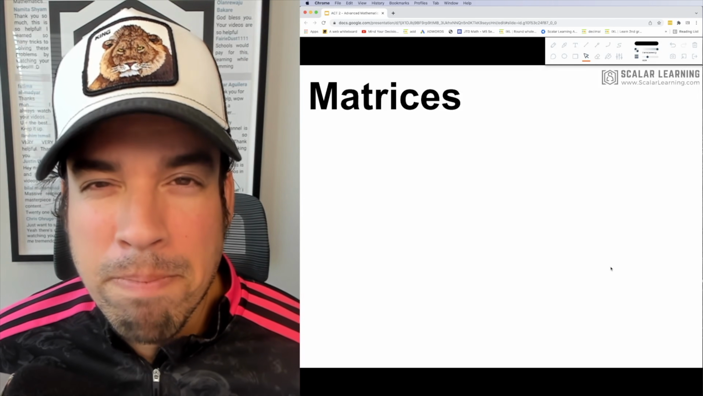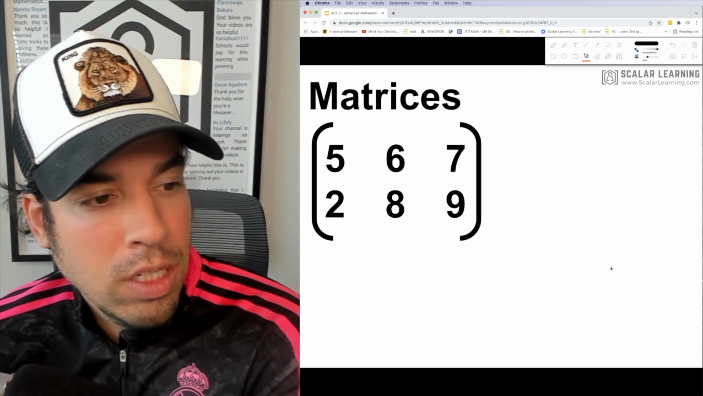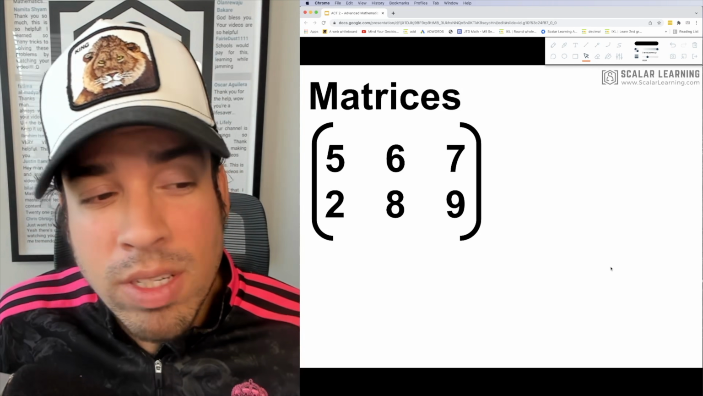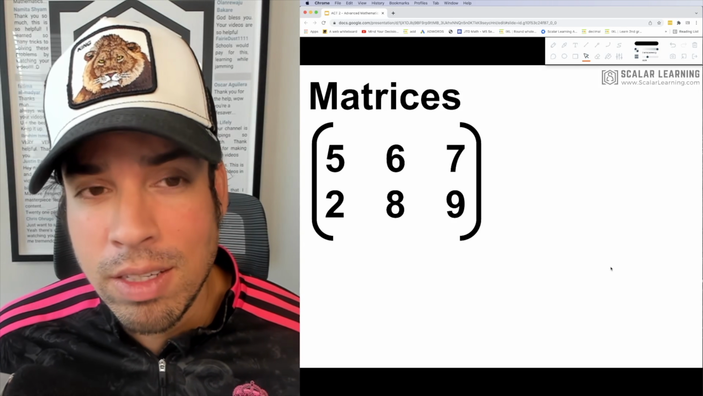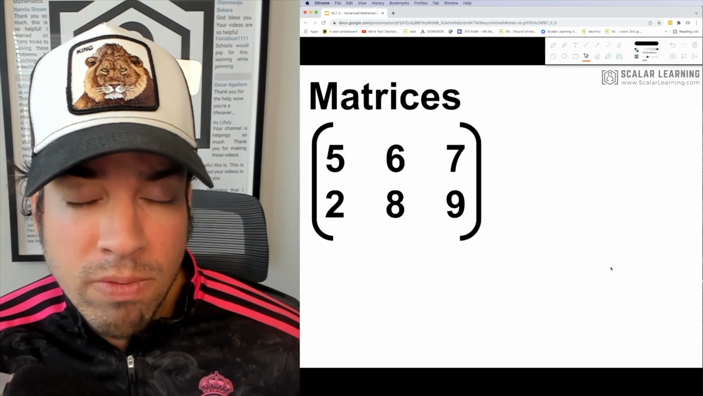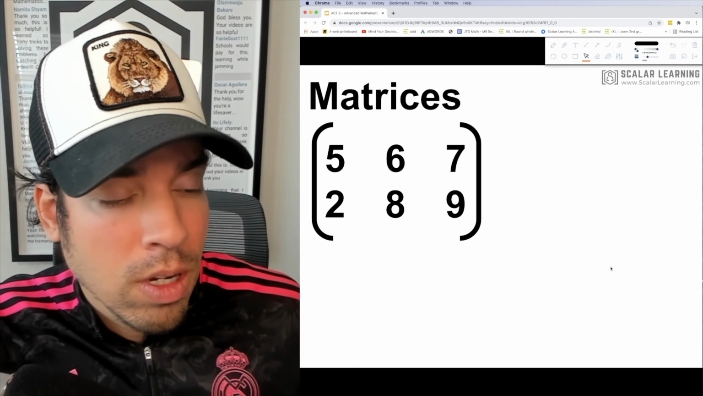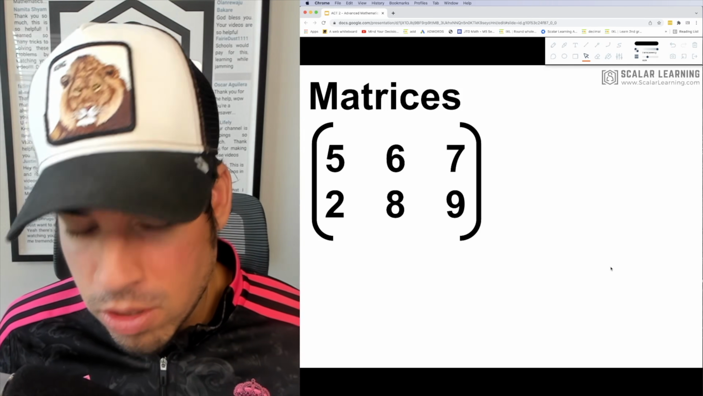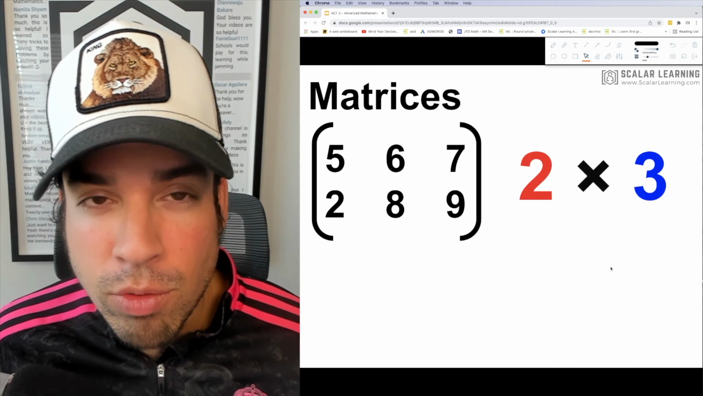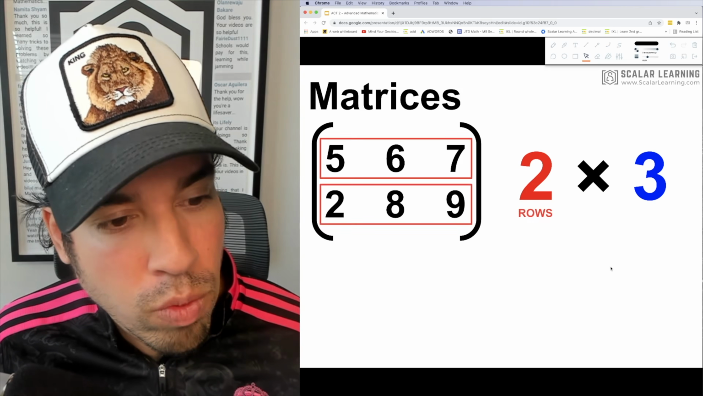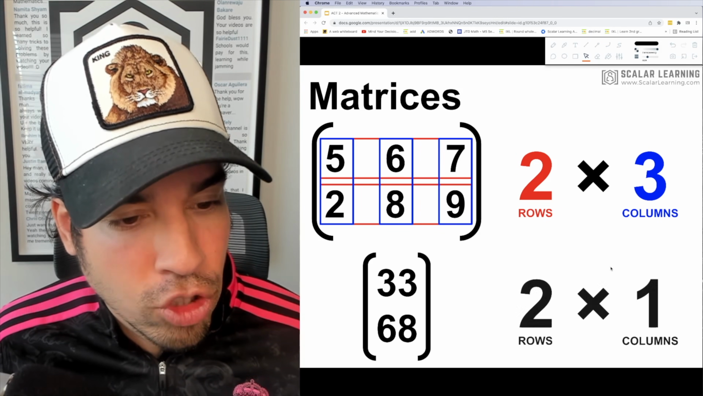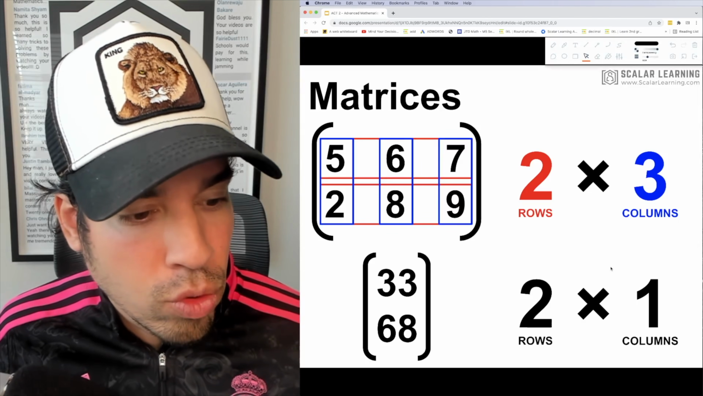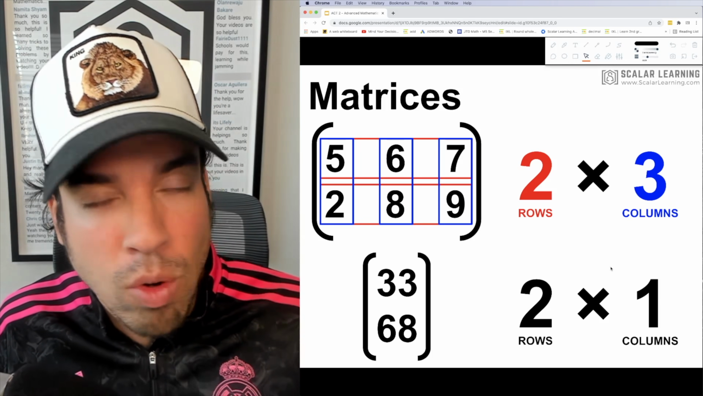Now let's talk about matrices. So matrices, what is a matrix? It's like rows and columns and a set of numbers. We use these in computer science and all sorts of things, but really all you want to know for the purposes of the ACT is it's just rows and columns of numbers. This one here is a 2 by 3 matrix, meaning it has 2 rows and 3 columns. This one down here is a 2 by 1. Again, it's got 2 rows, right, the top and bottom, and only 1 column.